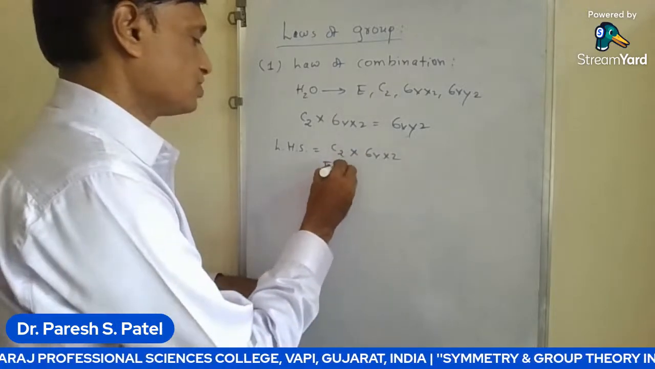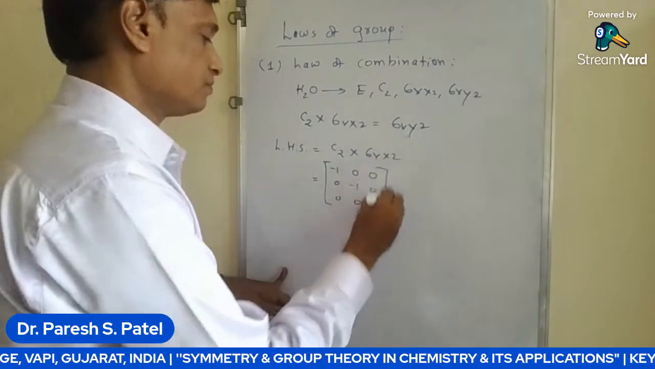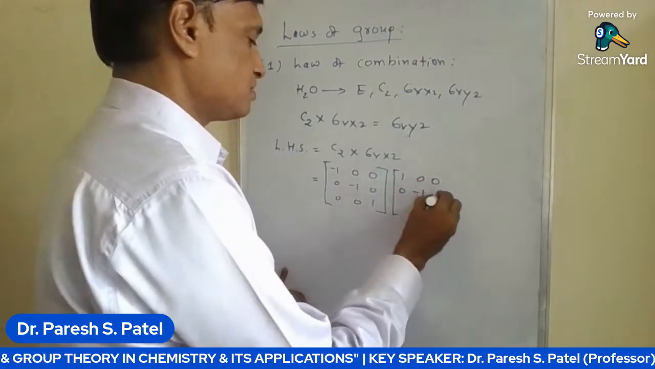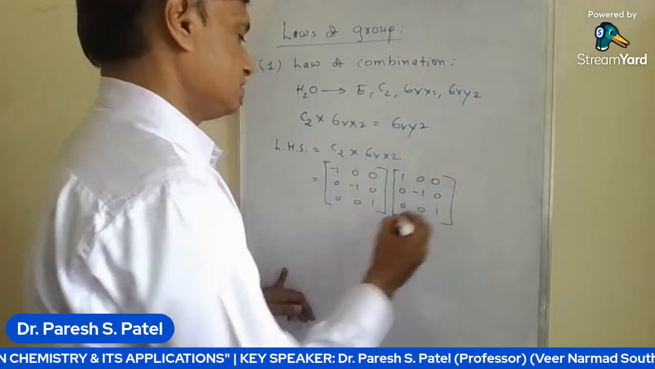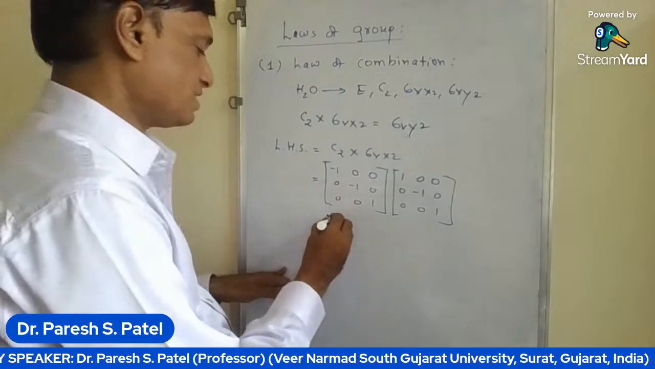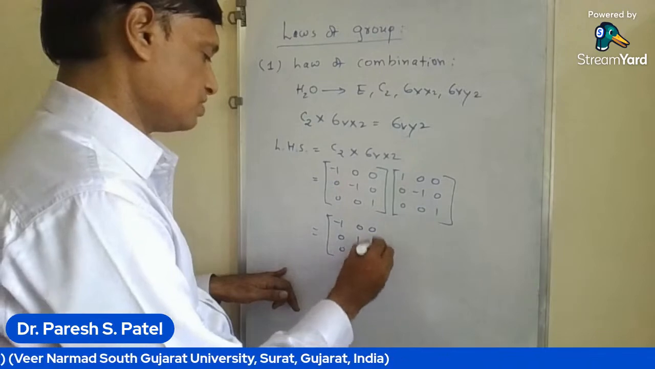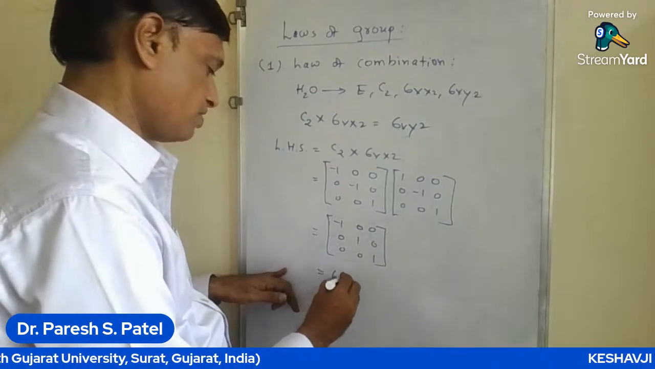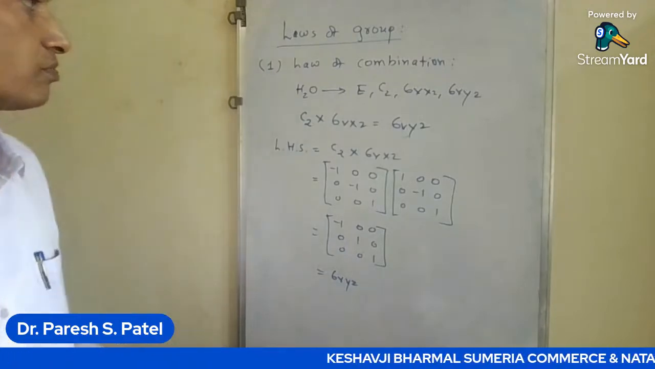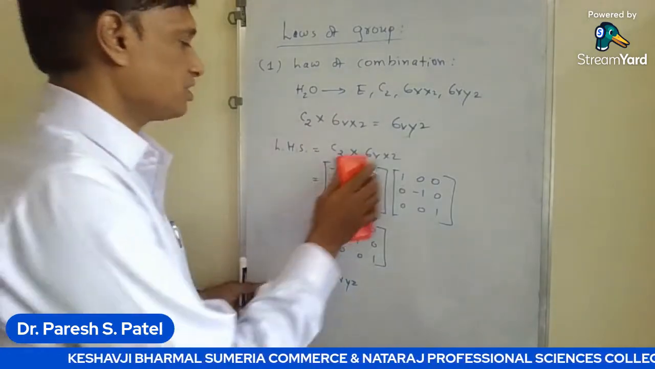Matrix representation for C2 is minus 1 0 0 0 minus 1 0 0 0 1. Sigma Vxz is 1 0 0 0 minus 1 0 0 0 1. The combination of these two matrices is minus 1 0 0 0 1 0 0 0 1, which is equal to sigma Vyz. So left hand side is equal to right hand side. So in the law of combination, combination of any two symmetry operations, the answer will be the third element of the same group.